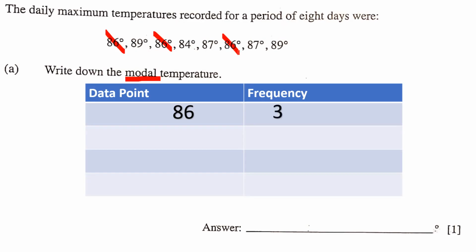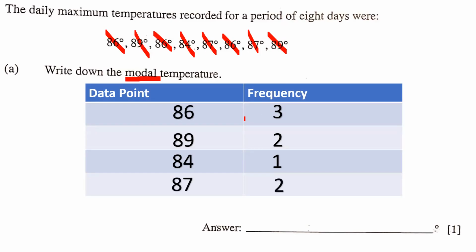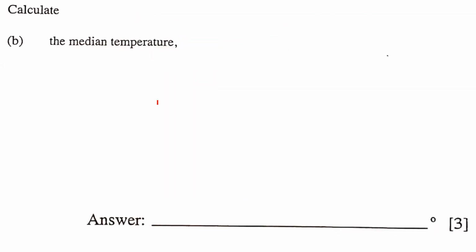So that's good. 89, how many times does 89 appear? Well, 89 appears twice. Okay, so that's frequency 2. And 84 only appears 1 time. And 87 appears twice. So 87 is 2. Which number occurs the most? It's definitely 86. That occurs 3 times. So the modal temperature is 86. Okay, awesome. Let's move on to question B.